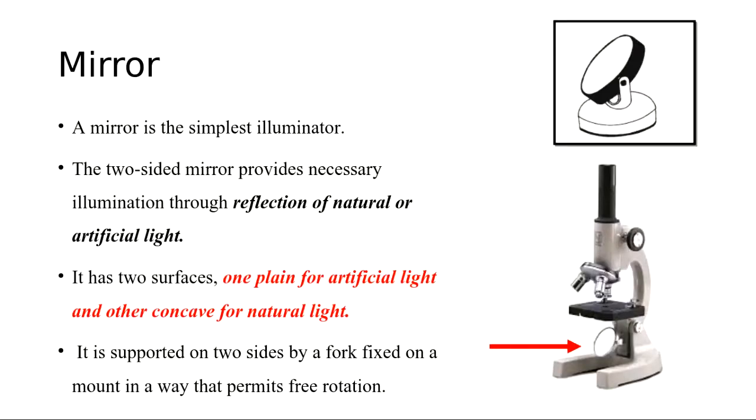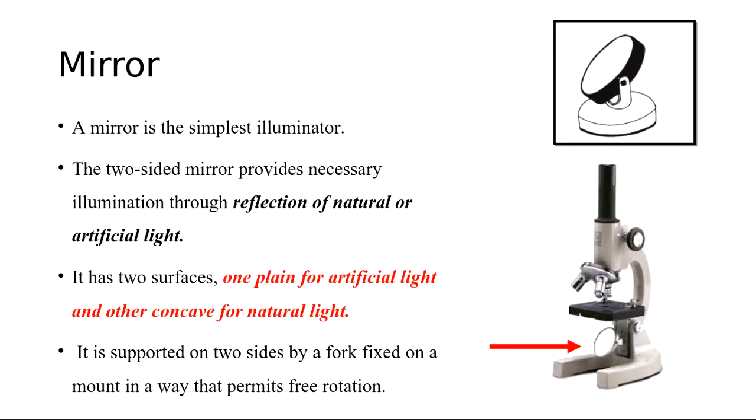Mirror. So this is the mirror. In the microscope, you see below the image, the red color arrow is the mirror. It is a hand-drawn image above. The mirror is the simplest illuminator. The two-sided mirror provides necessary illumination through reflection of natural or artificial light. What is the use of the mirror? For reflection, to provide necessary illumination, through reflection of natural or artificial light. It has two surfaces, one plane for artificial light and the other concave for natural light.